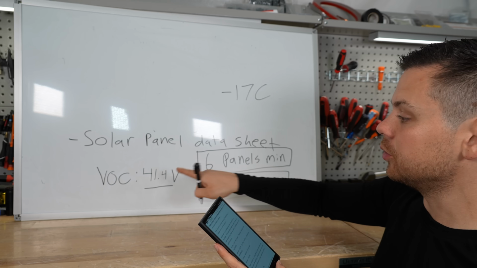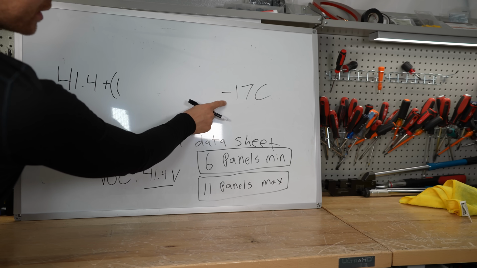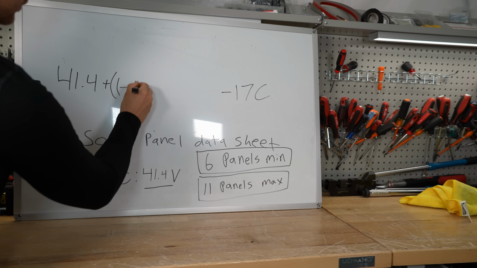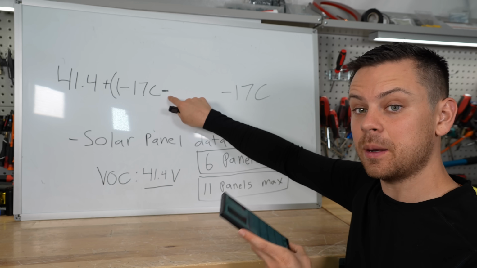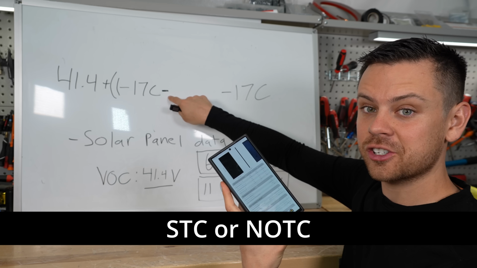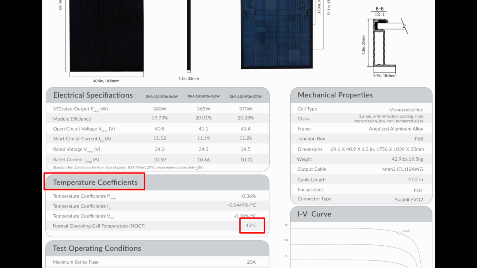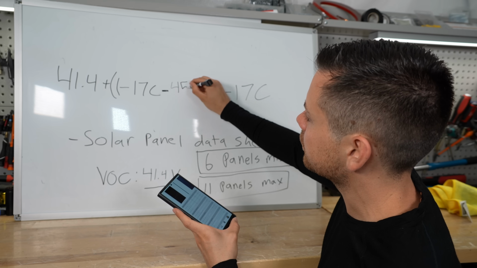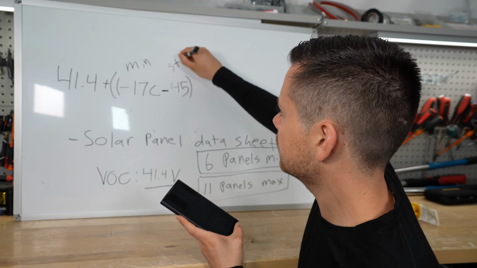So first we need the voltage open circuit, and then we need this number, the lowest possible temperature that these solar panels will see. We want to subtract this number from the standard test condition temperature rated on the data sheet of the solar panel. If you look here under temperature coefficients, it says 45 degrees Celsius. We're going to put 45 right there. So minimum right here and STC right here.